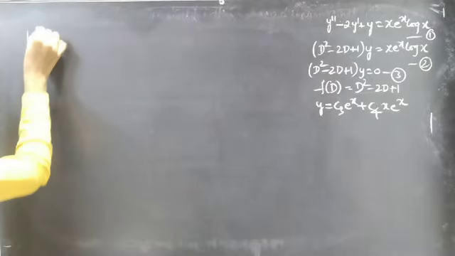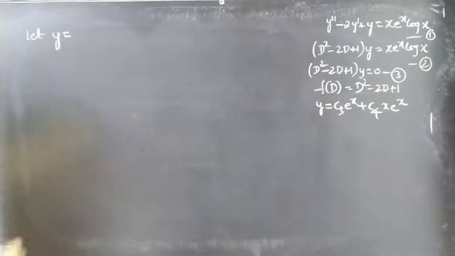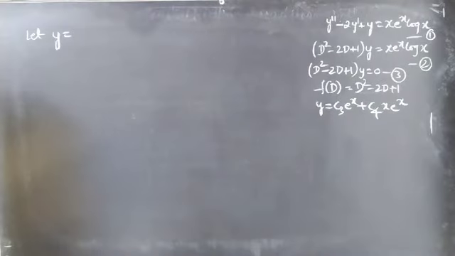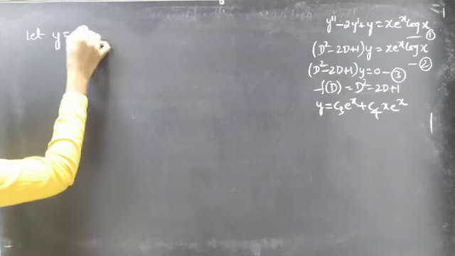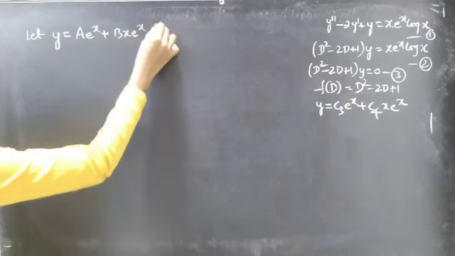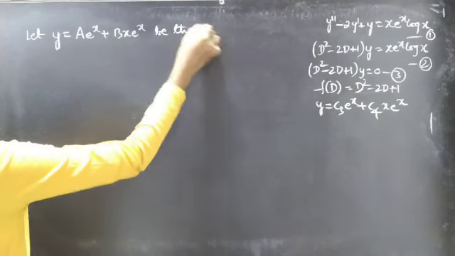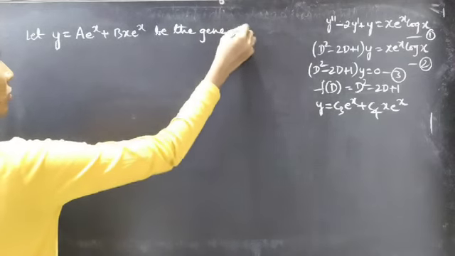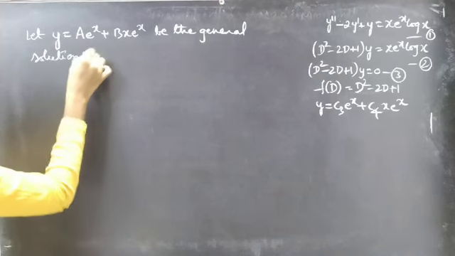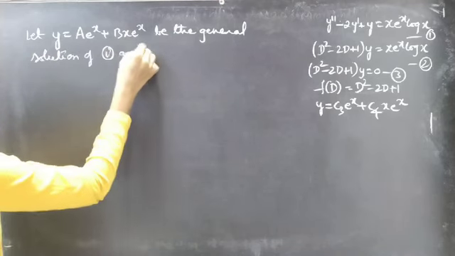Let y equal to, now replace the constants or parameters c3, c4 with functions of x, a and b. Then we'll get y equal to a e power x plus b x e power x, the general solution of equation 1 and 2.